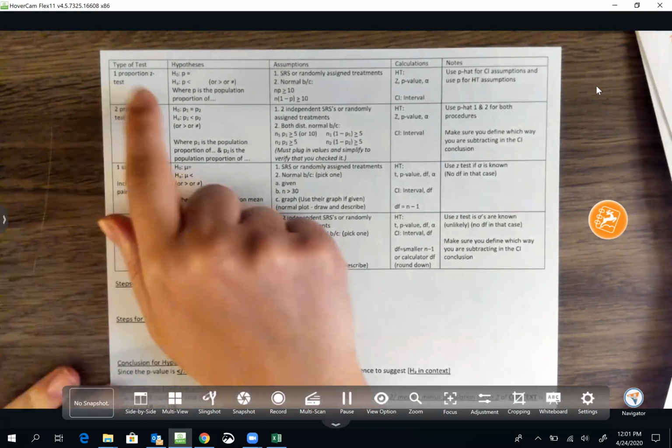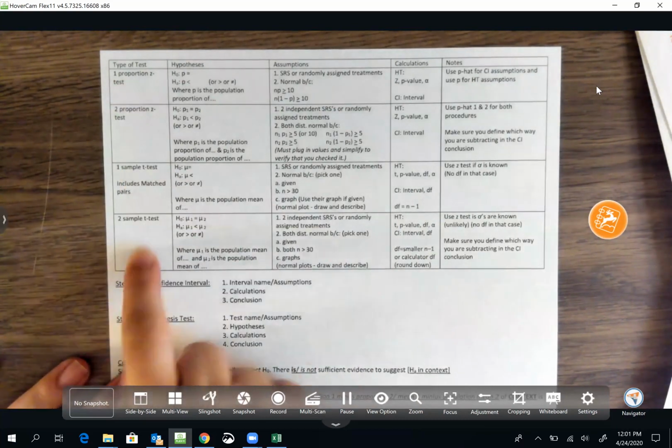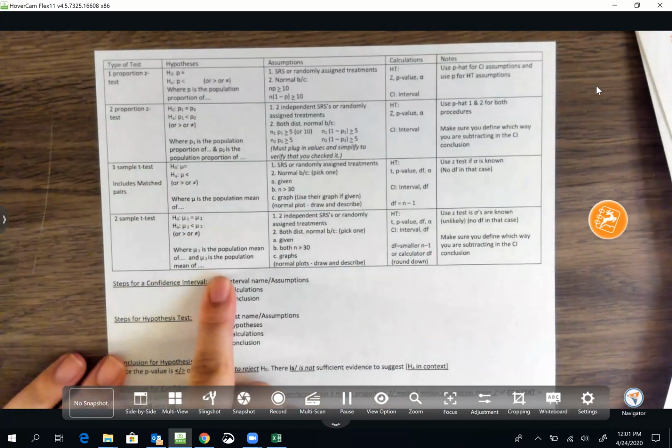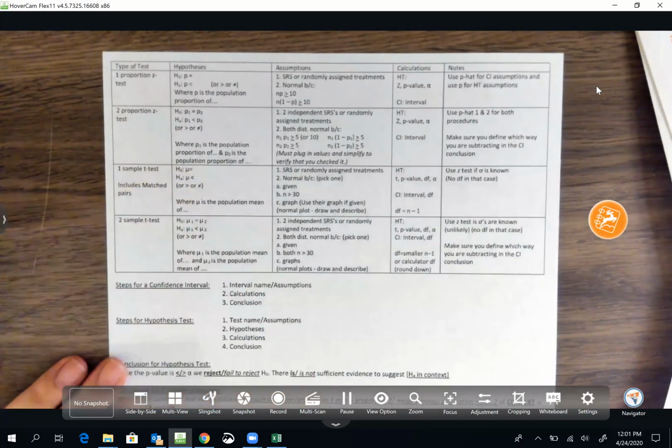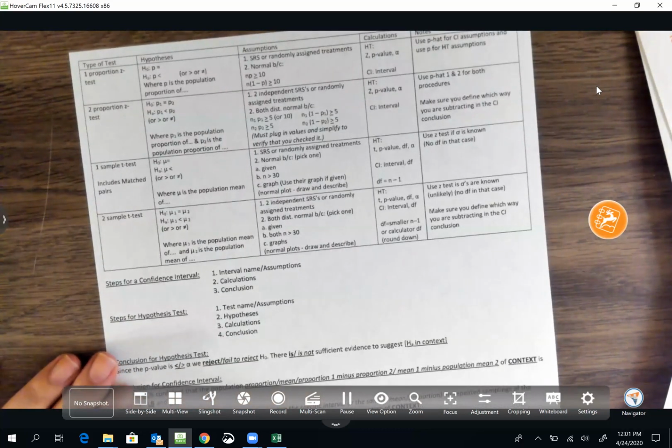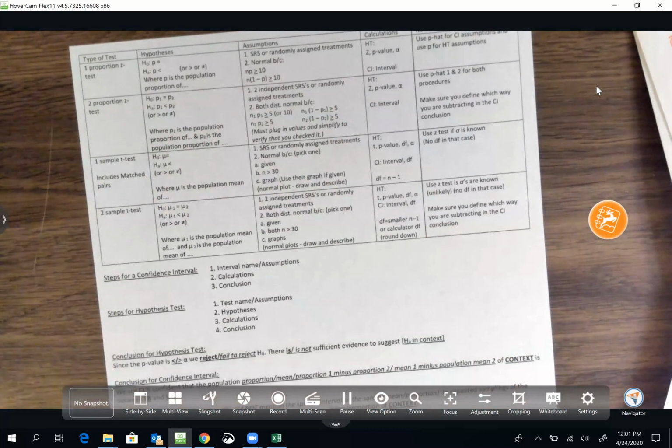So what I have here, I have the name of the procedure. I have how the hypotheses are written. Don't forget to define your parameter like that. And then I have the assumptions. Remember, for all of these, there are 2 assumptions.